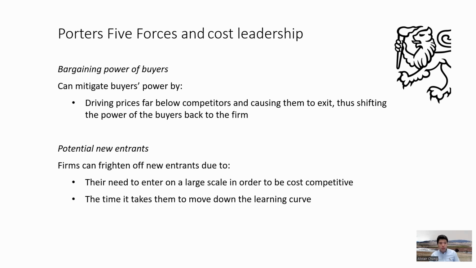In terms of potential new entrants, firms can actually frighten off new entrants due to their need to enter on a large scale in order to be cost competitive, as well as the time it takes to move down the learning curve of the Australian market. An interesting example of this is the hardware store Masters, which is a very large store based in the UK and across a lot of the European Union, which tried to make an entrance into the Australian market about 10 years ago.